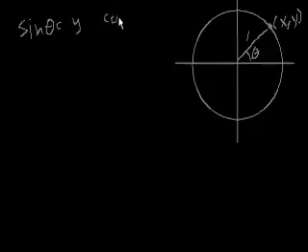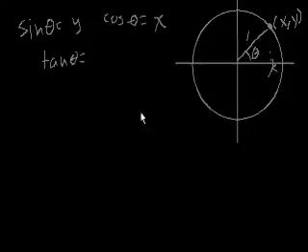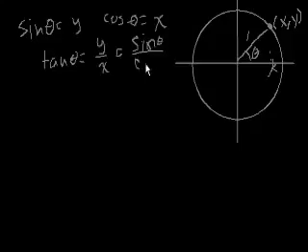Cosine of theta is equal to the x coordinate of this point, right? This is the x coordinate. And tangent of theta equaled opposite over adjacent, or y over x. And that's interesting because that's also equal to sine of theta over cosine of theta. I just threw that out. I wasn't even planning on covering that, but it leaves you something to think about.